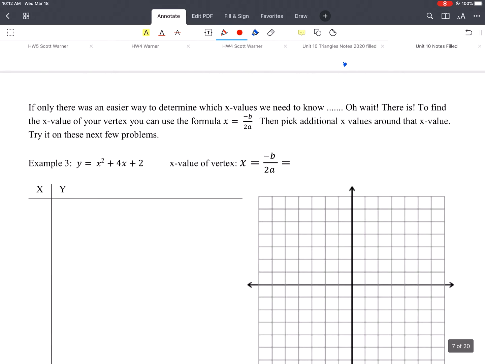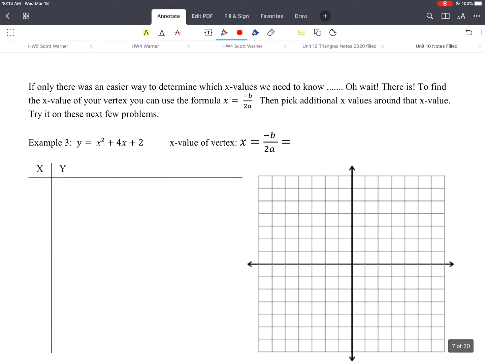Alright, so there is an easier way to do this than just guessing and checking: this equation right here. Okay, so this formula, x equals negative b over 2a, is always going to be your axis of symmetry. So that way we can find that critical point, the vertex, and then we can plug in values that are next to it. Okay, so we're not just shooting out in the dark.